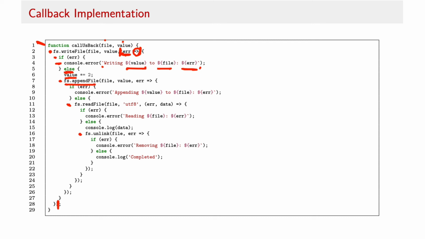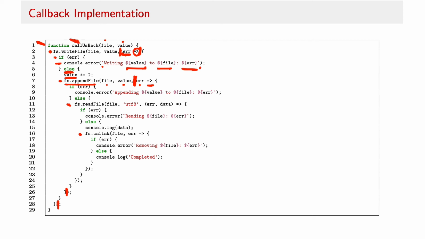And similar to writeFile, it takes the name of the file, the content you want to add to the file or append to the file, and it also takes a callback function. So the second callback here that's nested inside the first one starts here. It's a fat arrow function, and it extends all the way down to here. So the rest of everything in this top level callUsBack function is contained in this callback.